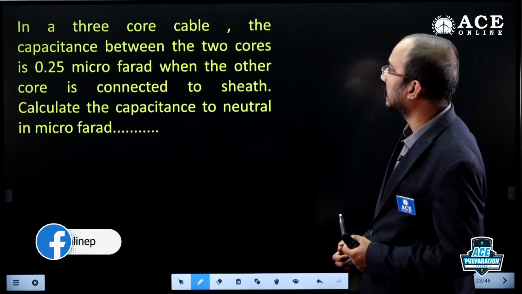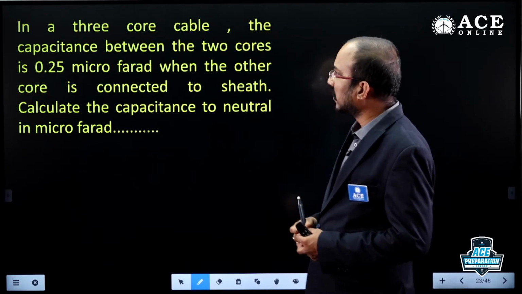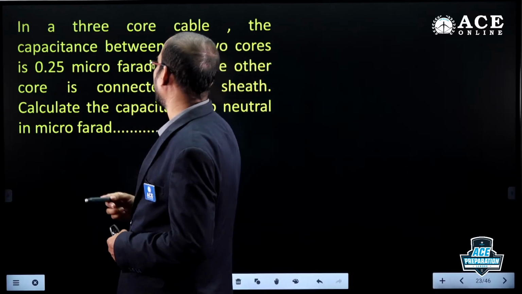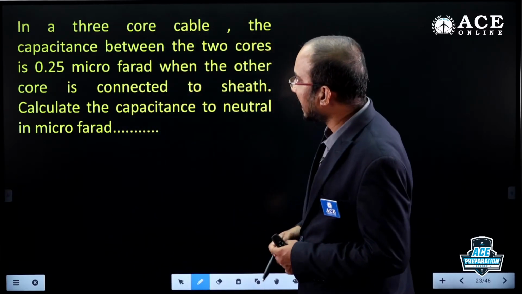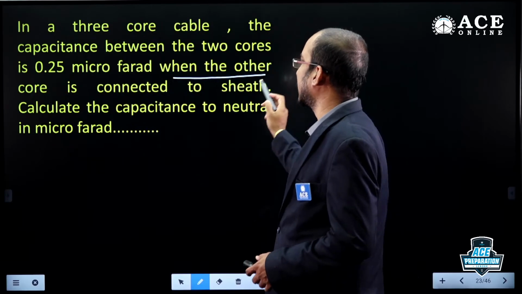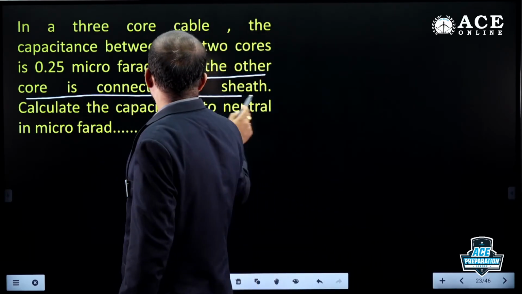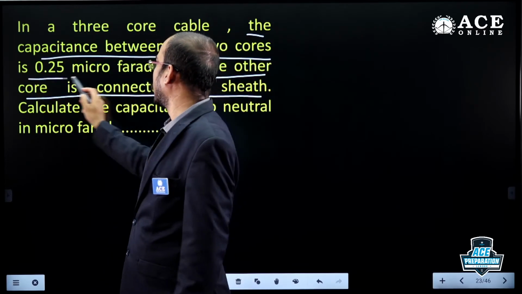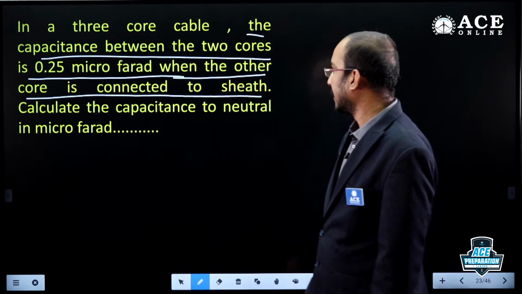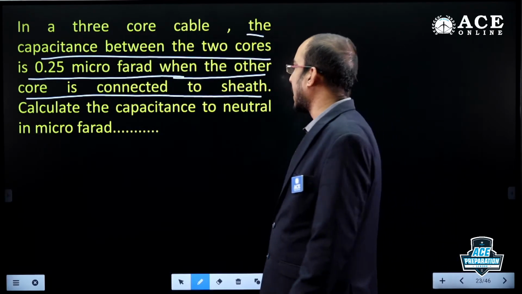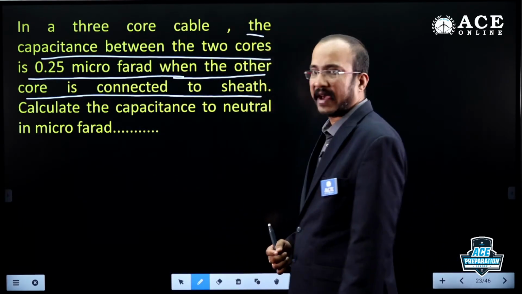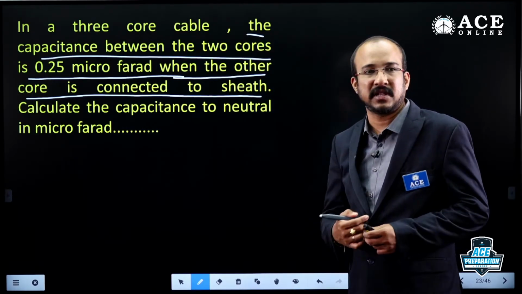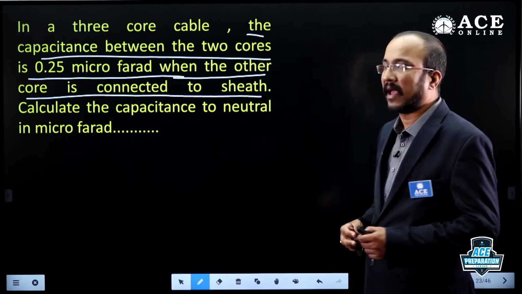In a 3-core cable, the capacitance between the two cores is 0.25 microfarad when the other core is connected to sheet. Observe this statement: the capacitance between the two cores is 0.25 microfarad when the other core is connected to sheet. Calculate the capacitance to neutral in microfarad. Capacitance to neutral means the capacitance per phase. He is asking to evaluate that.